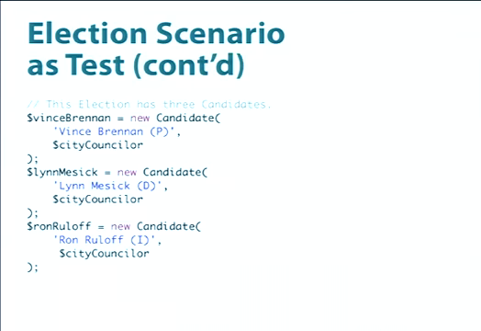Okay, the next part of the scenario says, this election has 3 candidates. Here are our 3 candidates. We instantiate our 3 candidates, and we assign the election to them. So we associate the candidate with the election.